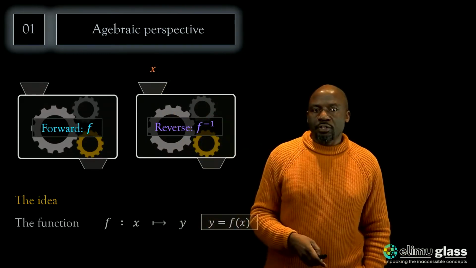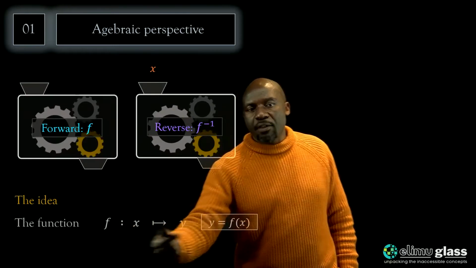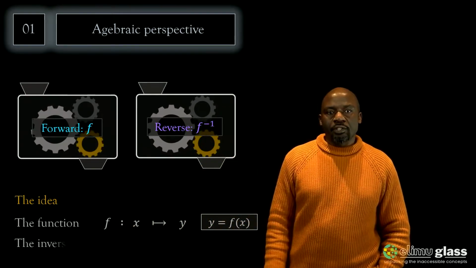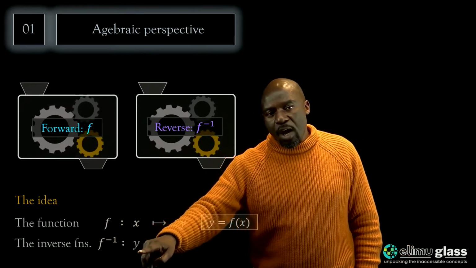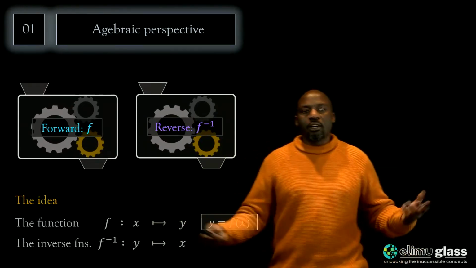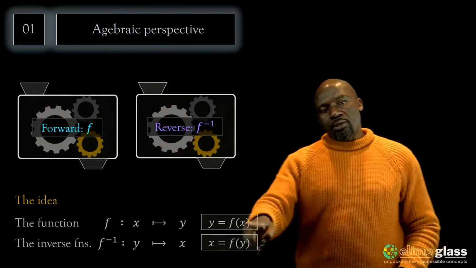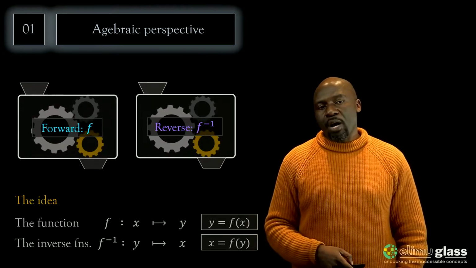This is what we are going to use. If this is the path for the function, then the path for the inverse function has to be that f inverse is such that when you put in y, you should get x. And this is really it. This is all we need to know. It means that we have x equals f of y, because y is now our input.